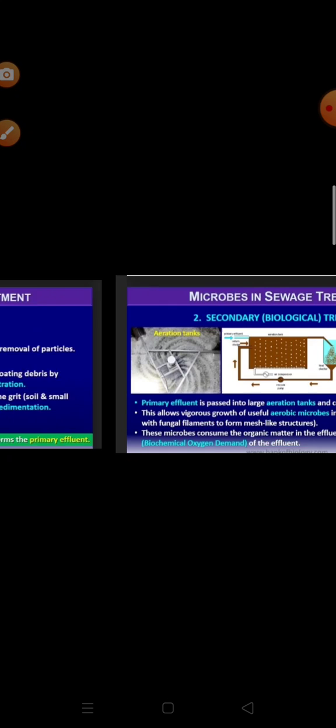The floating debris or the light debris is removed by sequential filtration by passing through wire mesh screens. Okay, then what happens? The grit. Grit means the soil and the small pebbles. These are removed by sedimentation in the settling tank. And the sediment is called the primary sludge, and the supernatant, what is left, is the effluent. And then this effluent is taken for secondary treatment.